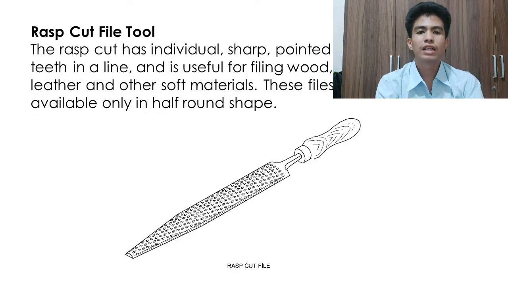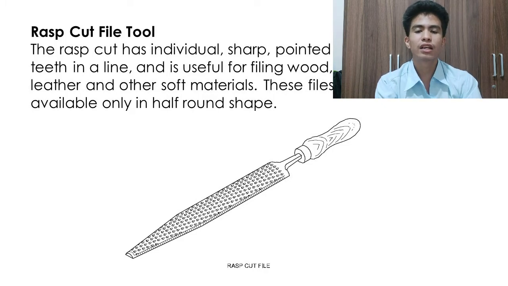The third type is the rasp cut file. This type of cut has individual, sharp, pointed teeth in a line. It is useful for filing wood, leather, and other soft materials. Rasp cut files produce a rough cut that is used in very large removal of soft materials such as wood and plastic. These files are only available in half-round shape.